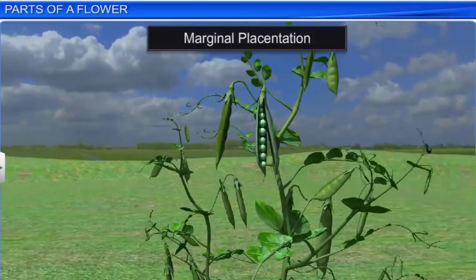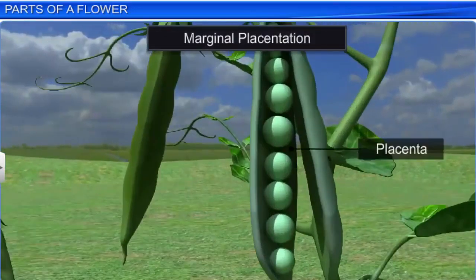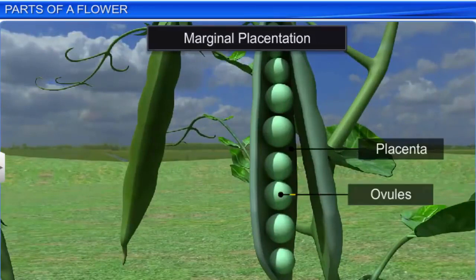Finally, in marginal placentation, along the ventral suture of the ovary, the placenta forms a ridge. The ovules are borne on this ridge in 2 rows, as seen in the pea plant.